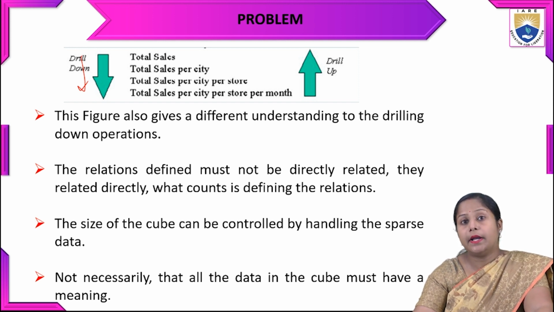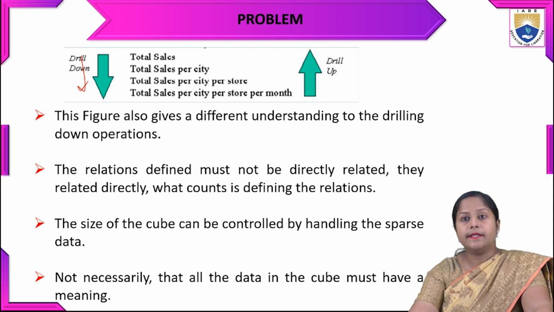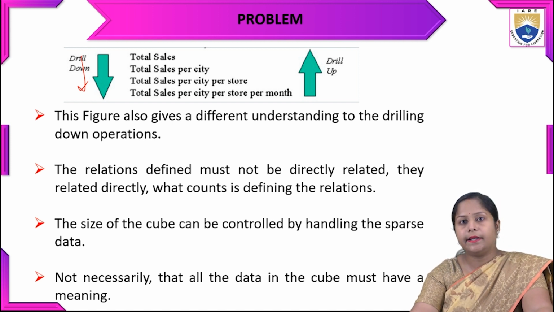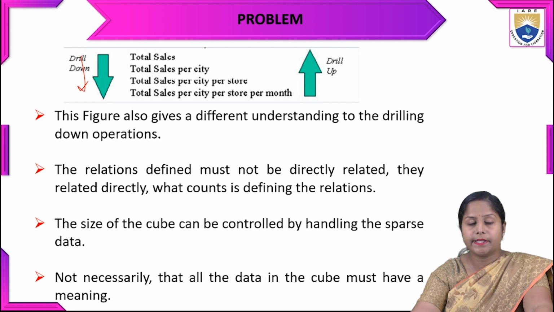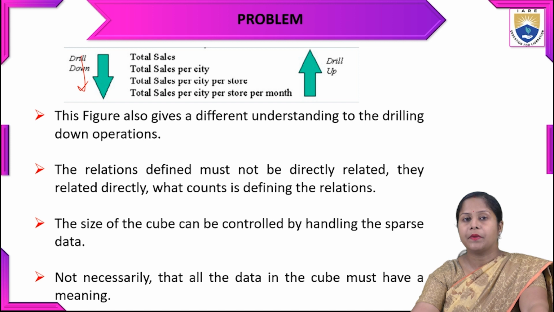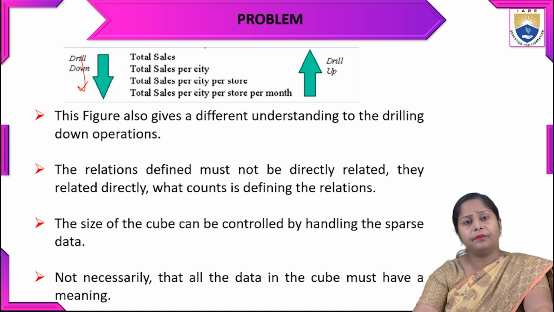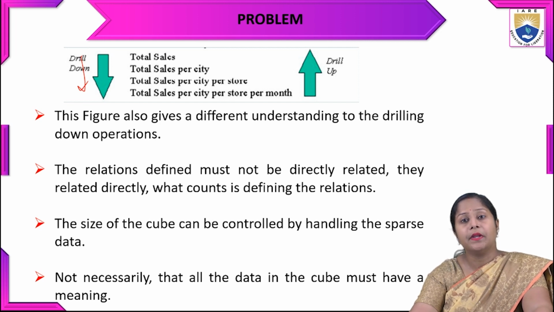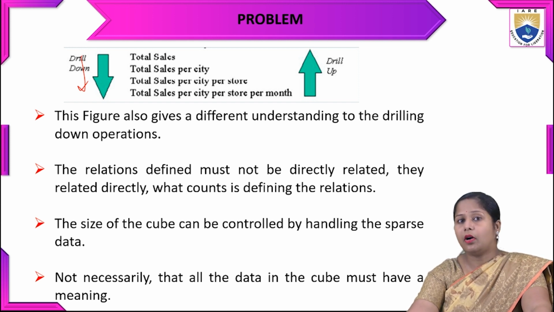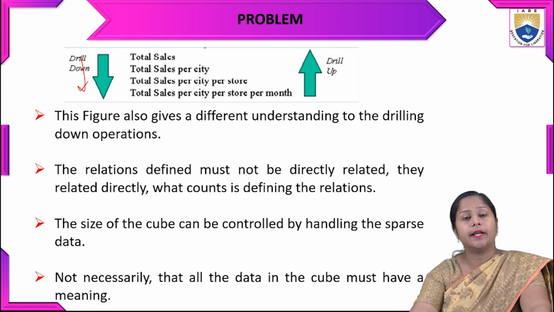These are related to analytical processing. The relations defined must not be directly related. What counts is defining the relation. The size of the cube can be controlled by handling sparse data. If there is sparse data, on the basis of that we can manipulate that particular data cube. Not necessarily must all the data in the cube have meaning. All the data cannot have meaning; some of the data can have some meaning.